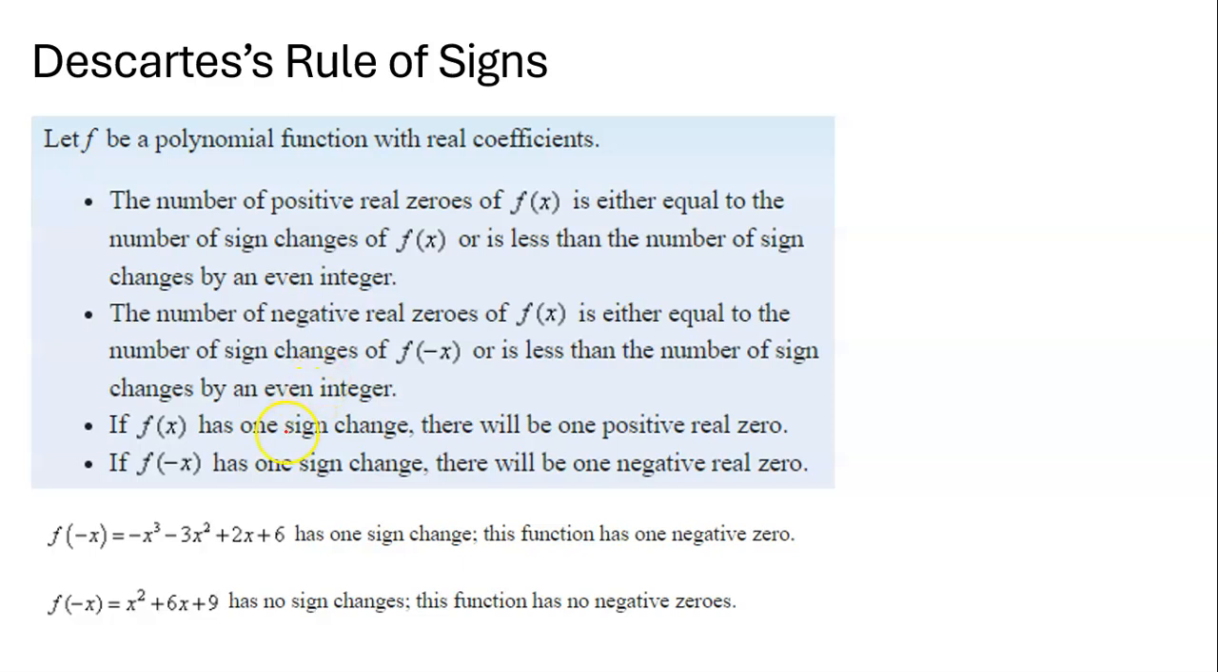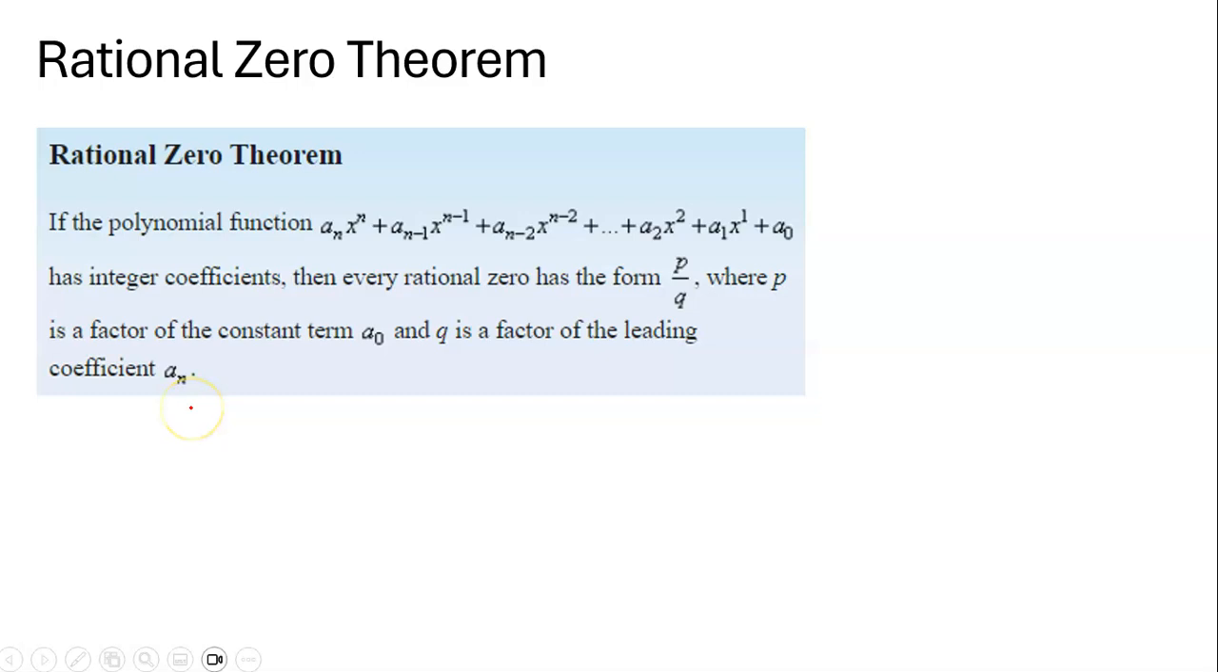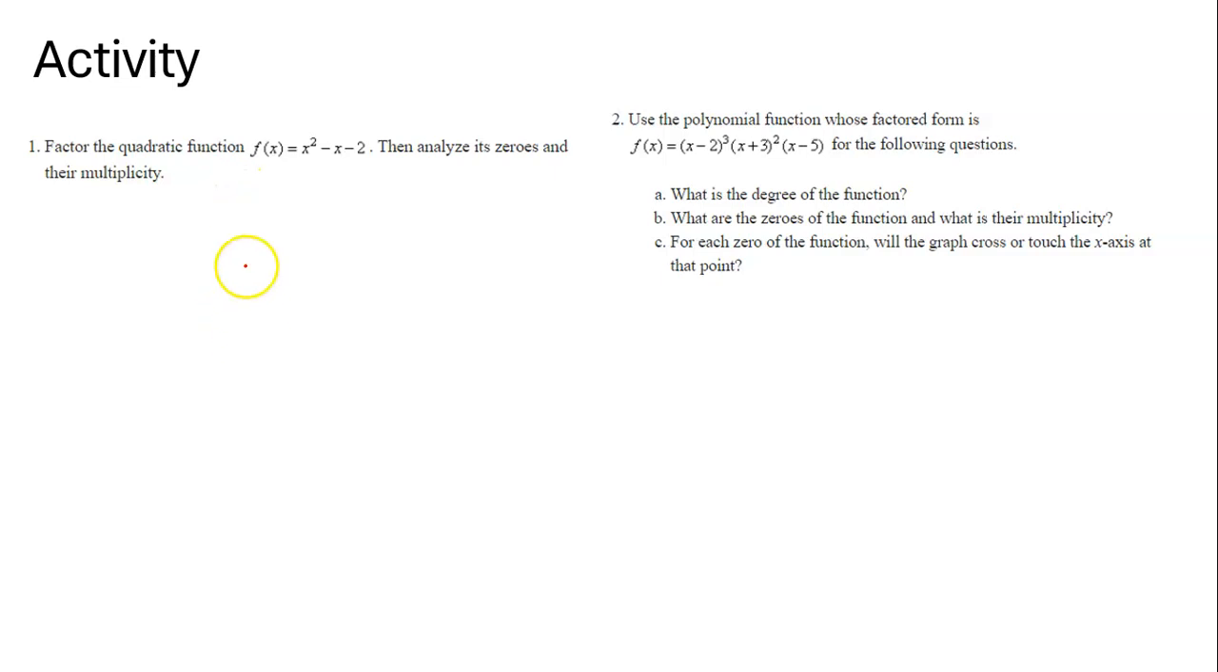Descartes' rule of signs. This is actually one that's better shown, okay? But these are the two things you would need to look at. So if f of x has a sign change, there will be a positive real 0. If f of negative x has a sign change, there will be one negative real 0. And we're going to work those out. Rational zero theorem. Yeah, this is gobbledygook until you actually do something with it. Okay, so we're going to talk about the rational zero theorem at a later time because this is all math gobbledygook. Oh boy, this is where it comes together.